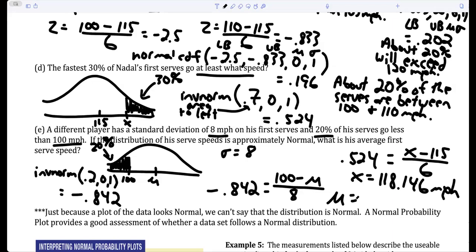And so check your answer with your neighbor there. Let's make sure we did the algebra right. And if your neighbor needs help, help them out. And then check with mine. I got 106.733 miles per hour.